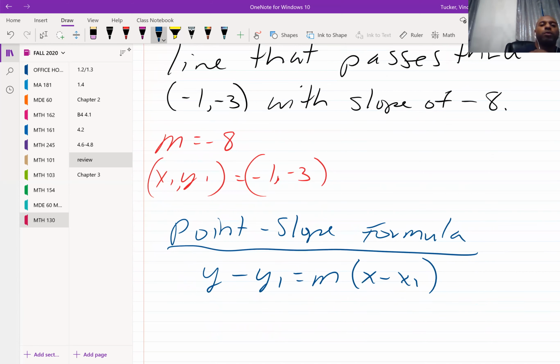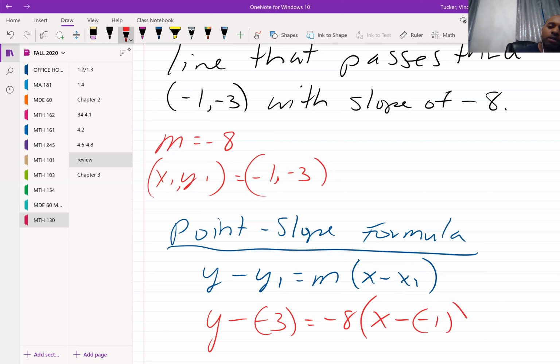All right. So we're going to end up plugging in for y1, m, and x1. So it's going to be y minus, and make sure you hold on to your negative signs, y minus -3 equal to -8 times x minus -1. All right. Any problems with substitution?